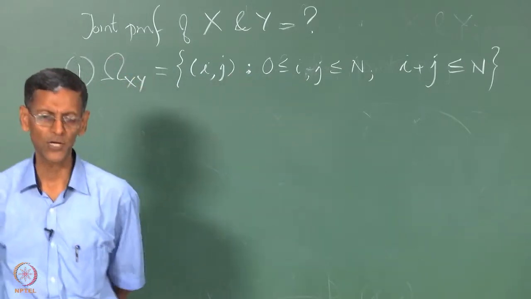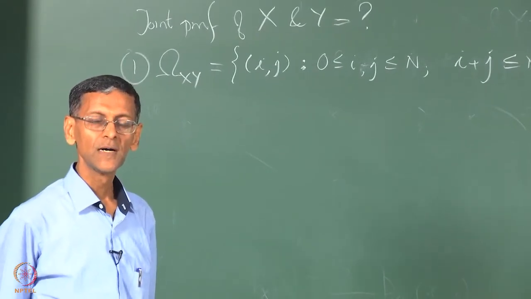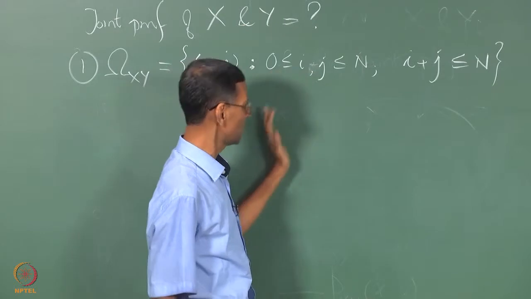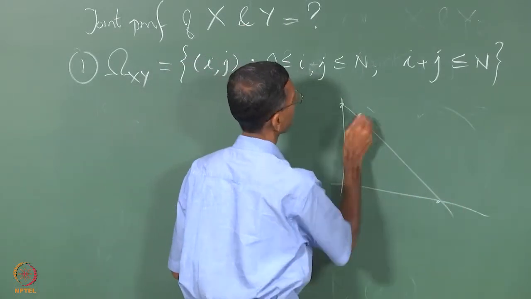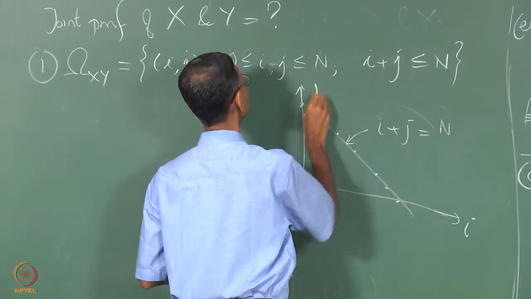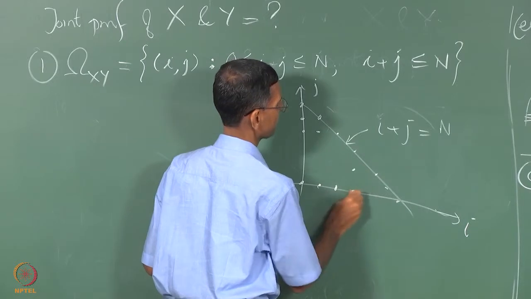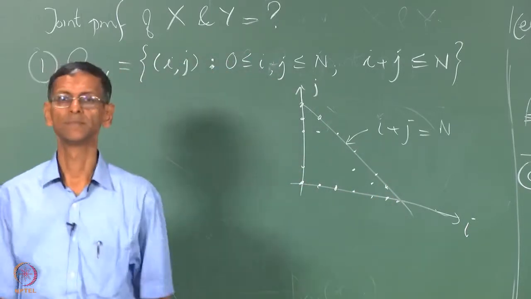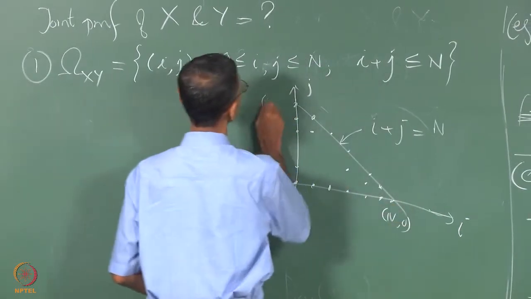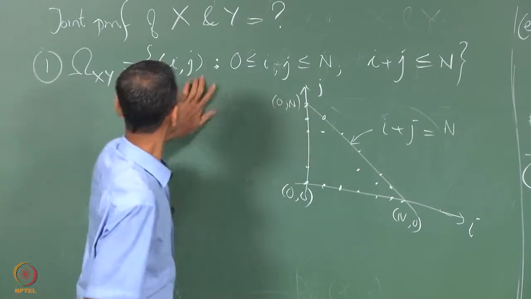If you plotted all these points on the xy plane, it would be a triangle actually, right? A triangle bounded by these straight lines, i greater than or equal to 0, j greater than or equal to 0. If I want to draw it, I would get something like this. This would be the line i plus j equal to n, and it is all these points on a nice grid like this. Just to give you an idea, this is the point (n, 0), this is (0, n) and so on, and you have (0, 0) here. So, this is the set of points omega xy.